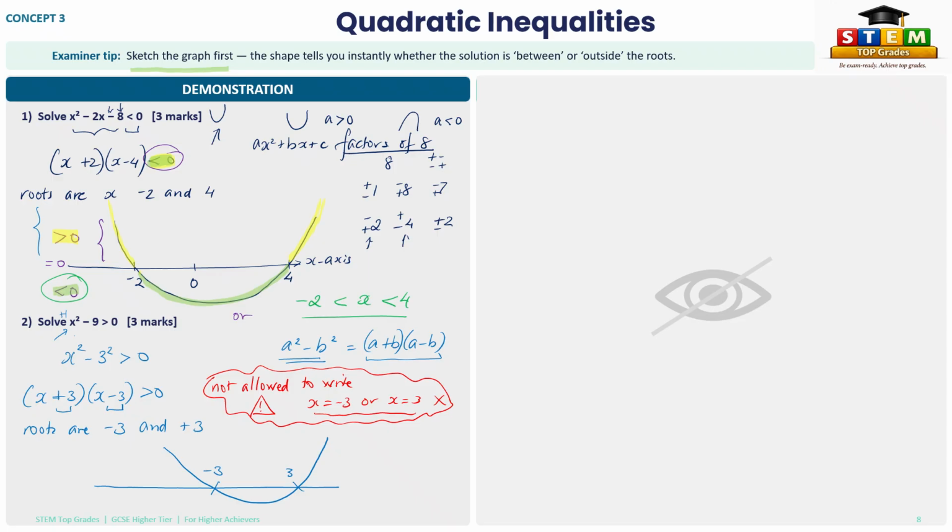And which part of the curve are we looking at? So we're looking at greater than 0. Therefore, we're looking at the positive part of the curve, which is that part and that part. So if we're looking for the positive part of the curve, you're looking to the right and to the left. We're looking to the right of x is greater than 3, and to the left of x is less than -3.